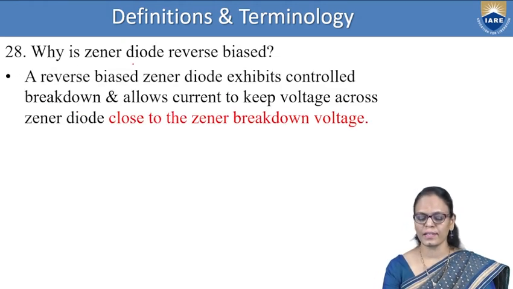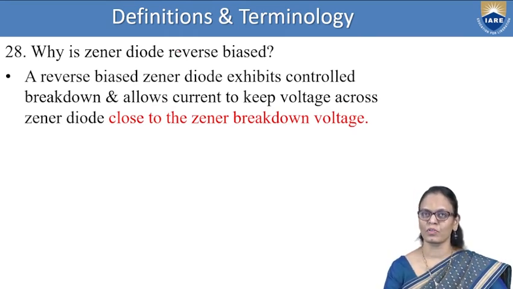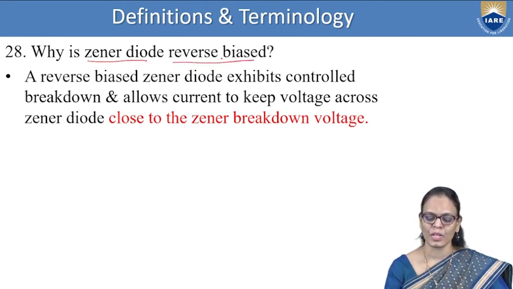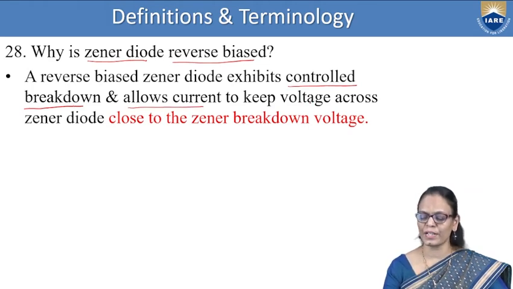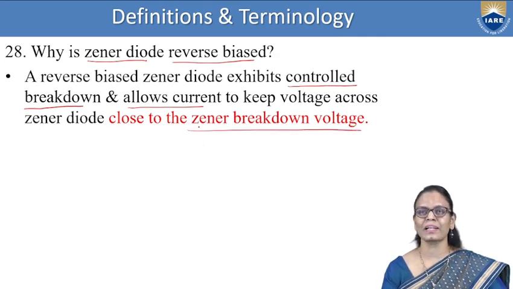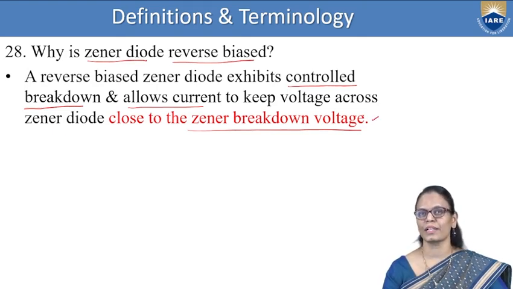Now, why is a Zener diode reverse biased? We have seen that it has a low cutoff voltage. Why are we operating it in reverse bias? A reverse biased Zener diode exhibits controlled breakdown, and it allows the current to keep the voltage across the Zener diode close to the Zener breakdown voltage. So it is acting as a regulator. There is a controlled breakdown and it keeps the voltage across the Zener diode very close to the Zener breakdown voltage.